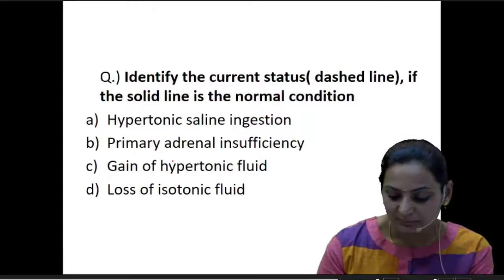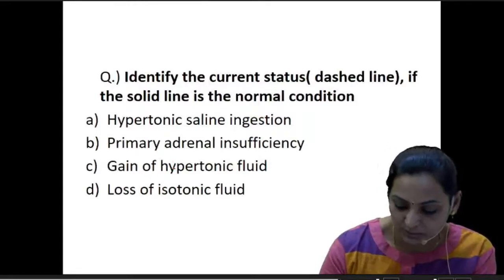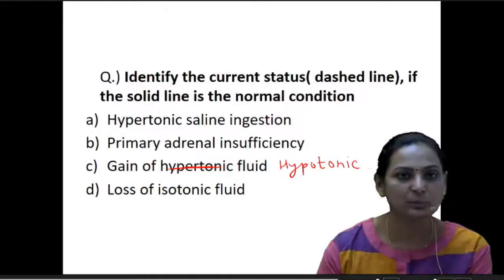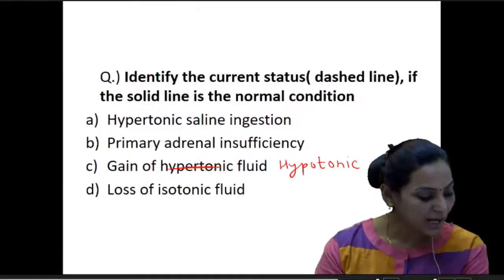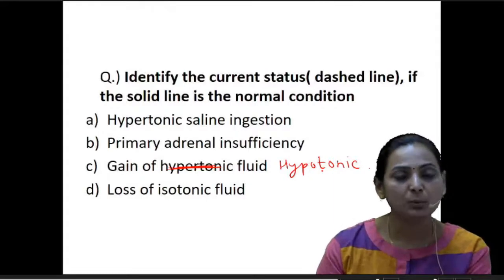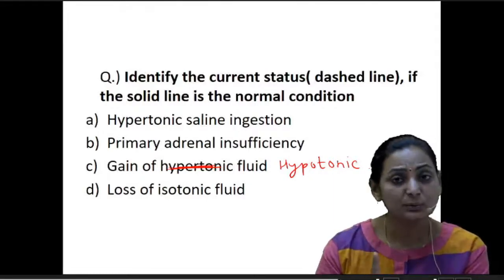This should be not hypertonic, sorry, this should be gain of hypotonic fluid. Gain of hypotonic fluid, not hypertonic. This is gain of hypotonic fluid and not hypertonic. Getting? Did you understand this concept?